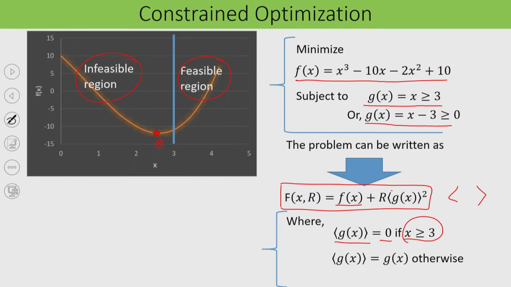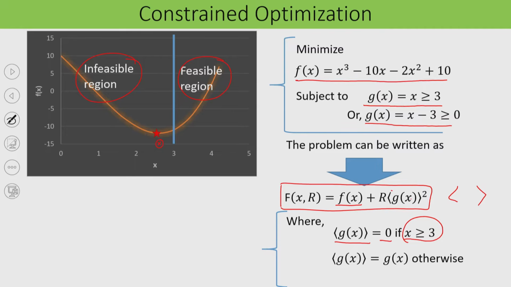What does it mean? That means if the solution is on the right hand side, in the feasible region, this bracket operator will give you 0. That means if the solution is somewhere in the feasible region, then there is no constraint violation. Therefore, if x is greater than 3, the constraint violation is 0, and this bracket operator will give you 0.